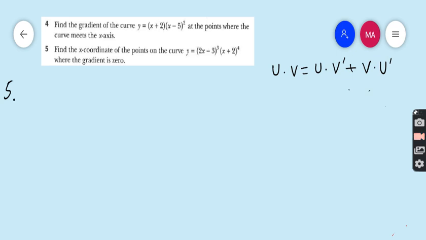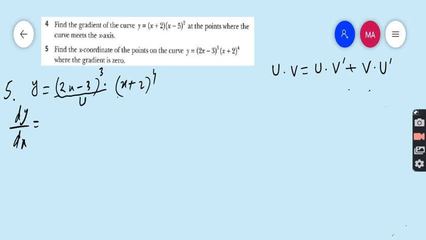Question number 5 is, find the x coordinate of the point on the curve y equals (2x minus 3) whole cube dot (x plus 2) power 4. It is very easy. First we have to find the gradient. It means we have to find the derivative. dy by dx, the first function is u and the second function is v.